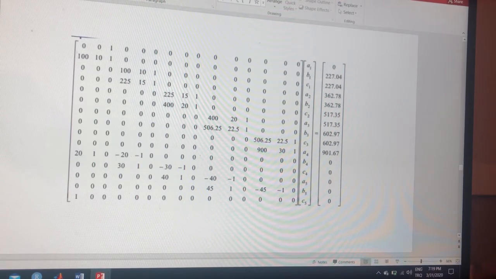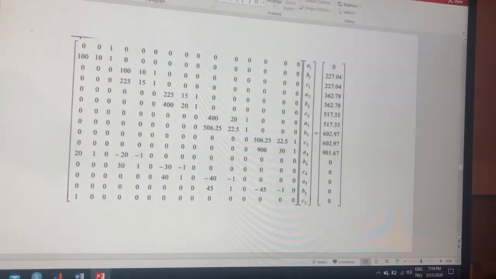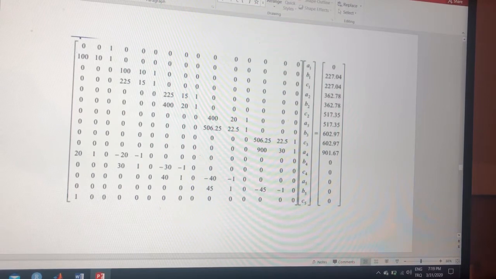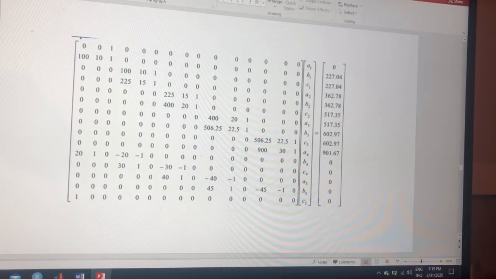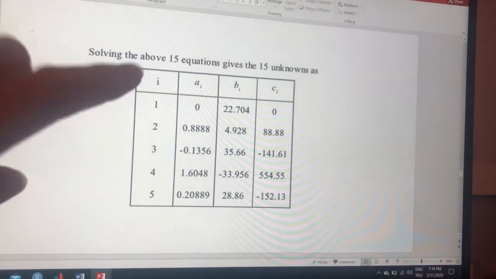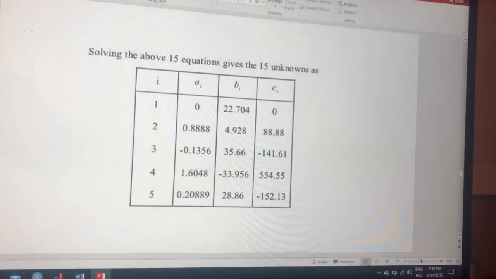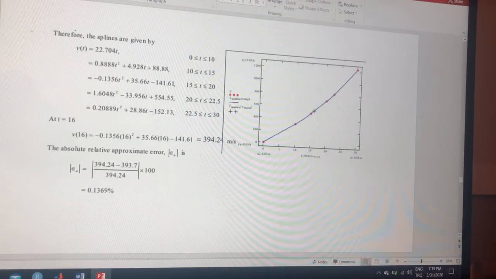You know how to solve it. You can just define this matrix in MATLAB, define this vector in MATLAB, and by just inverse division, you can find the result. Or you can use LU decomposition. We talked about different methods to solve it. Here, solving the 15 equations gives the 15 unknowns, and this is A1 to A5, B1 to B5, C1 to C5. So again, this is not easy to calculate by hand. You need some computation power.